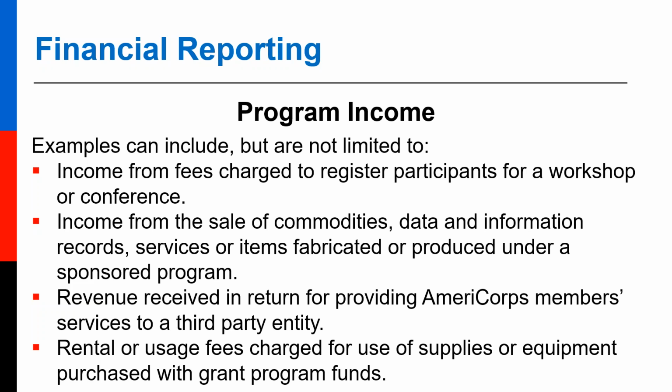So for example, if you or your partners place AmeriCorps members in schools and the schools provide $1,000 per member to the program in exchange for placing the members in the school, the revenue from the school is considered program income and needs to be utilized for the grantee share of the budget.